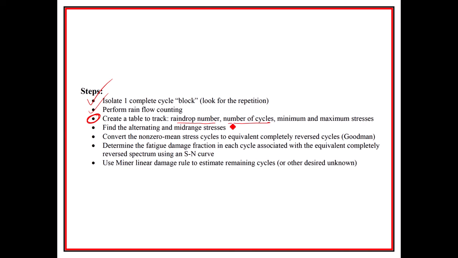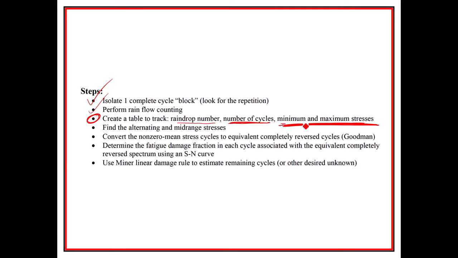And here we go, number of cycles, but that's usually going to be half cycles. Every raindrop is really half of a cycle. But we might see that its minimum and maximum might be the same as another raindrop. So that counts as an extra raindrop in that category. We want to be on the lookout for that.